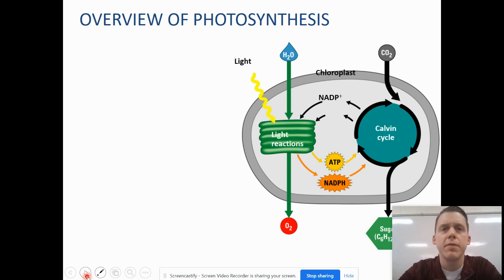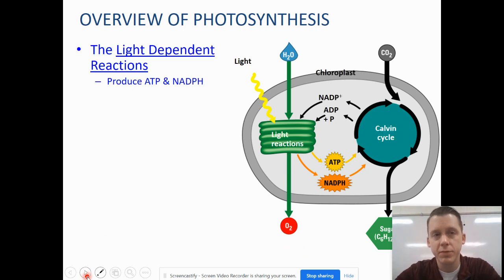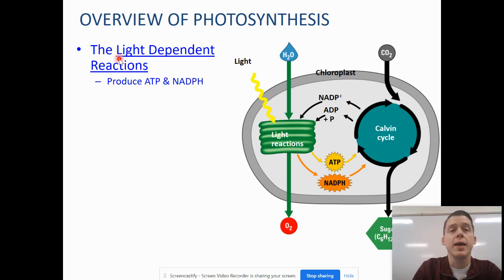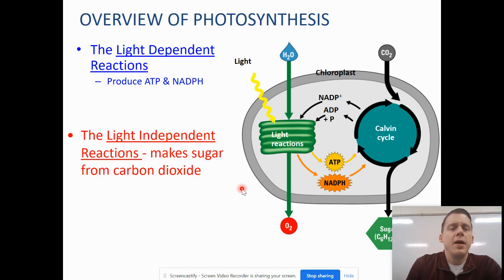All right. Photosynthesis is made up of two parts. It is not like cell respiration where there's three parts. There's only two. There's the light-dependent reaction, sometimes just called the light reactions. The light reactions are over here. I'm circling them now. And then there's the light-independent reactions, sometimes called the Calvin cycle. The Calvin cycle is over here. This is the Calvin cycle.